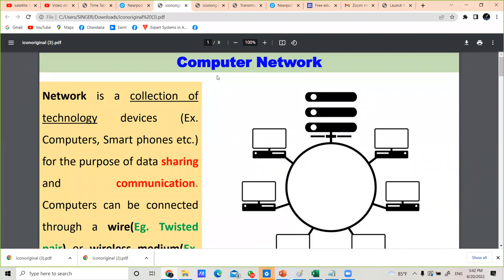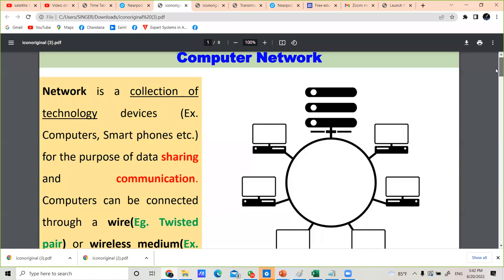What is a computer network? Actually, it's an application of data communication, that earlier we learned the features of. Computer network uses data communication. One of the applications of data communications is the computer network. Simply we can say a computer network means a collection of computers, which we can connect with each other using some kind of transmission media.